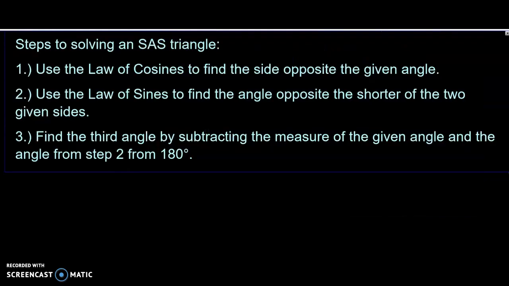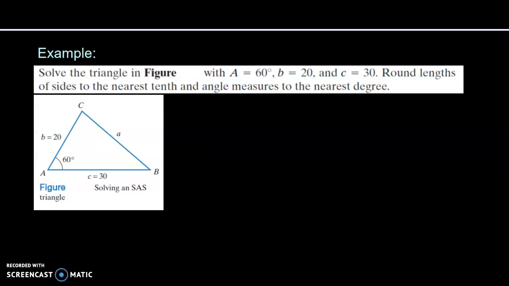These are the steps you have to take when you're solving an SAS triangle. First, you're going to use the law of cosines to find the side opposite the given angle. That's going to be important. The second step is using the law of sines to find the angle opposite the shorter of the two given sides. And the third step is to find the third angle by subtracting the measure of the given angle and the angle from step 2. So we're going to do an example together.